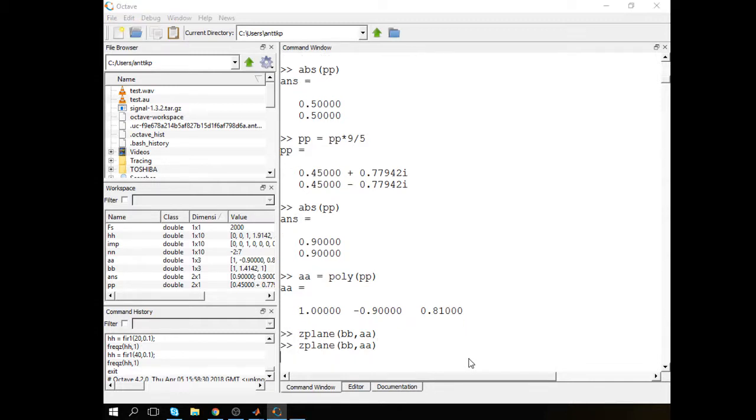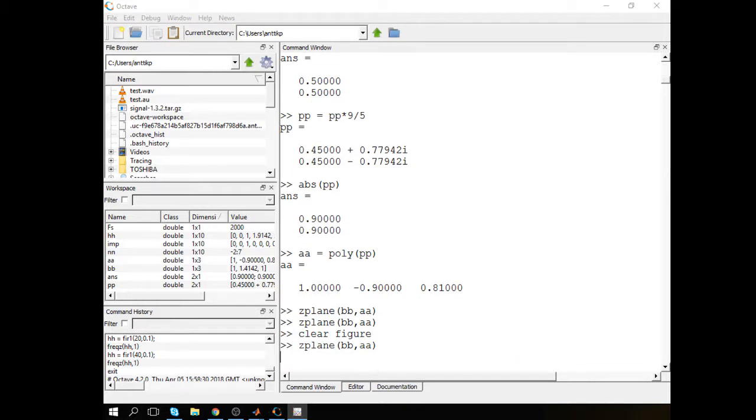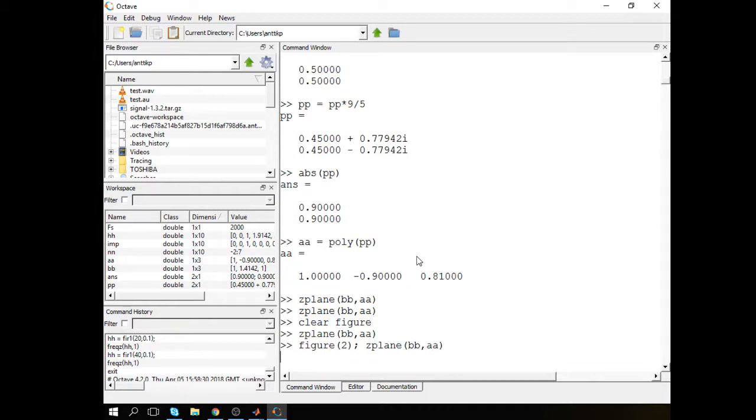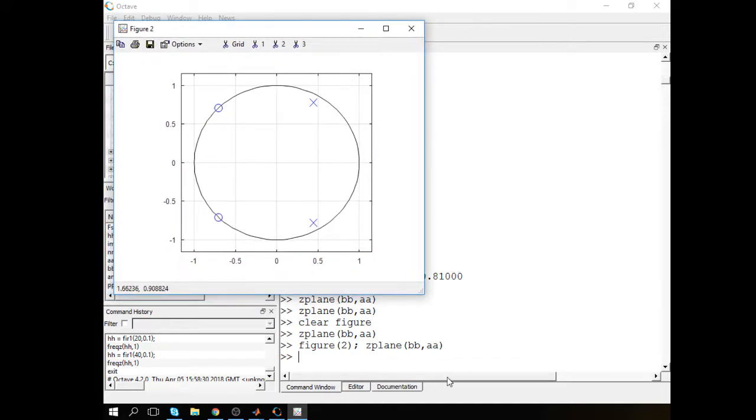Oh boy, this is not MATLAB. I need to do some clearing. Clear figure. No, it still does it. I do it on figure 2. There, much better. Okay, so those are my new locations of the zeros and poles on the z-plane.